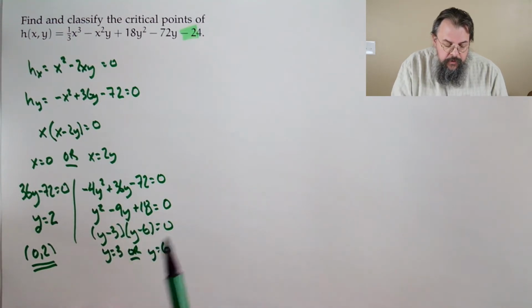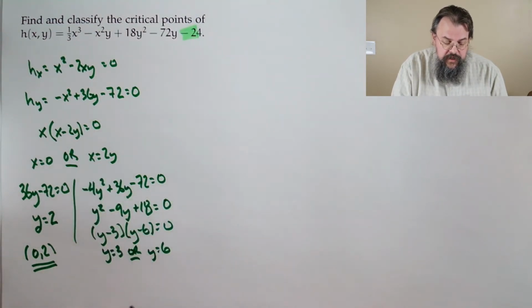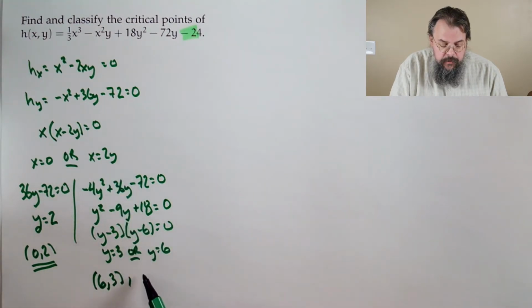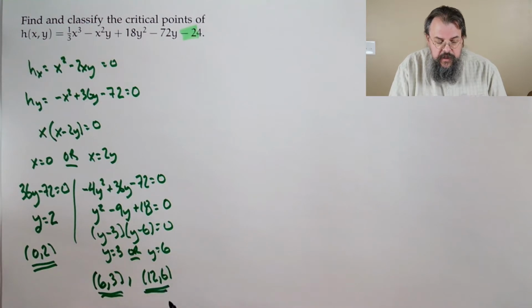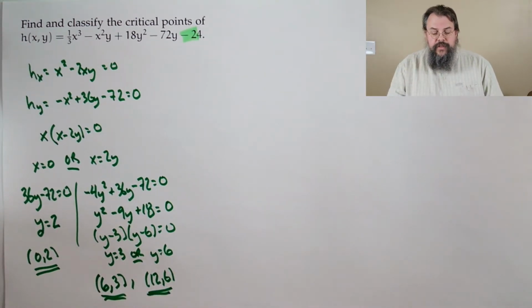Now, what if y equals 3? Well, x is 2 times y in this scenario, so that would correspond to the point 6, 3. And then, if y equals 6, x would be 2 times that, which would be 12, 6. So there are the other 2 points. So there are a total of 3 critical points.